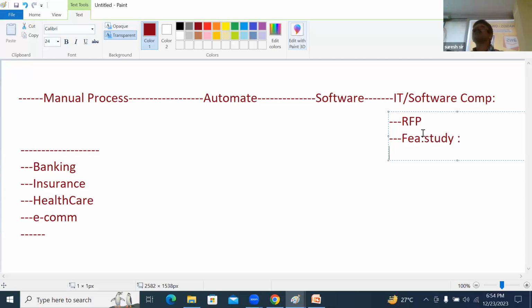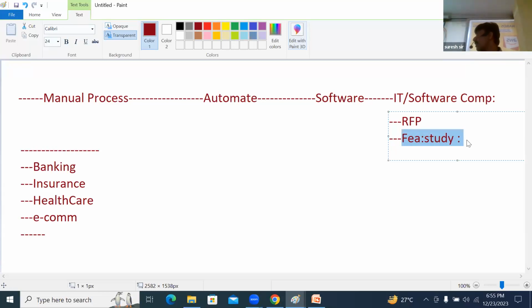Now that IT company has to cross-check: can we really automate the whole manual process? Can we really develop the whole software, or only 80% or only 50%? So what are the things we can automate? That feasibility study needs to be done. There is never a chance of 100% automation. 100% automation will never be possible.